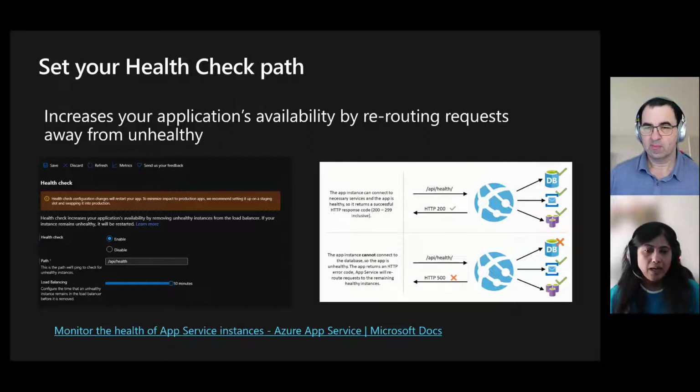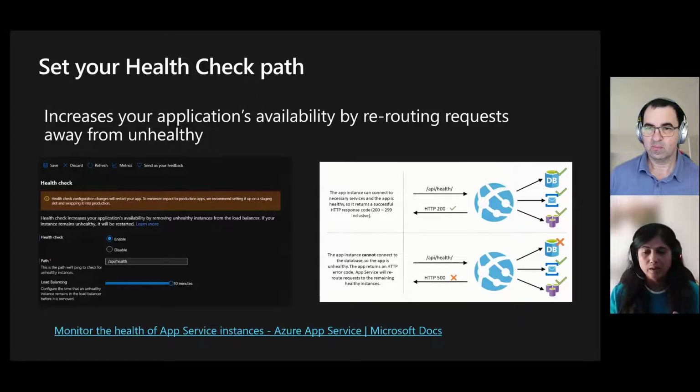Now your app's health check path should poll the critical components of your application, like your database, or it could be your caching service, or maybe a messaging service. The path that you specify should poll these different services and ensure that the status returned by the health check path is an accurate picture of the overall health of your application. One important thing to note here is that the health check feature works only when you have 2 or more instances.